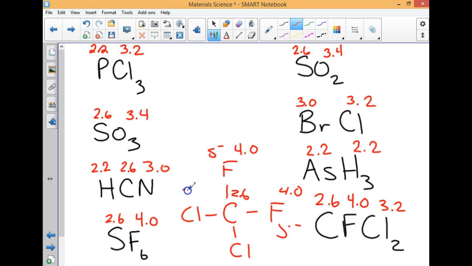Chlorine is 3.2 and 3.2 here. It's only a difference of 0.8, so it just barely meets the requirements of a polar covalent molecule. Just barely. And once again, this is going to be slightly negative on the ends because the chlorine is pulling the electrons towards it, and those electrons are spending more time around that side than the others.